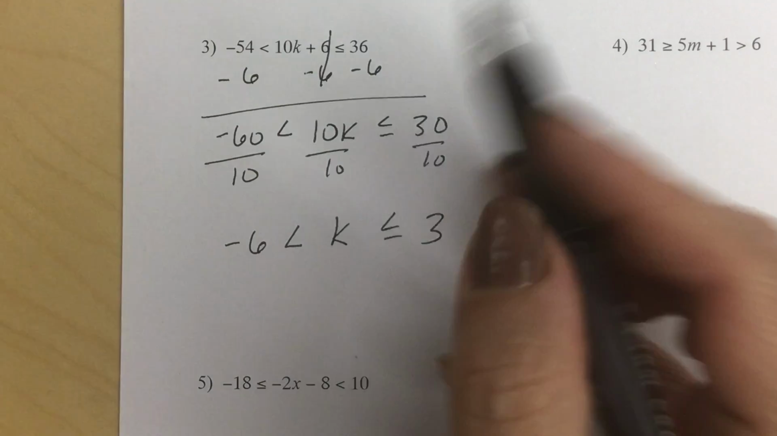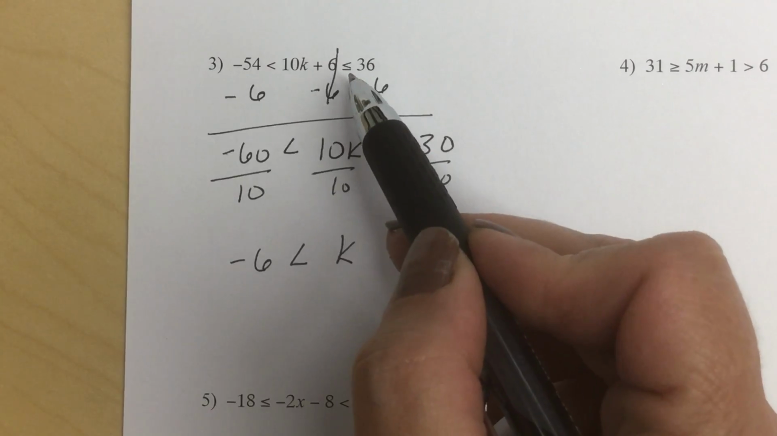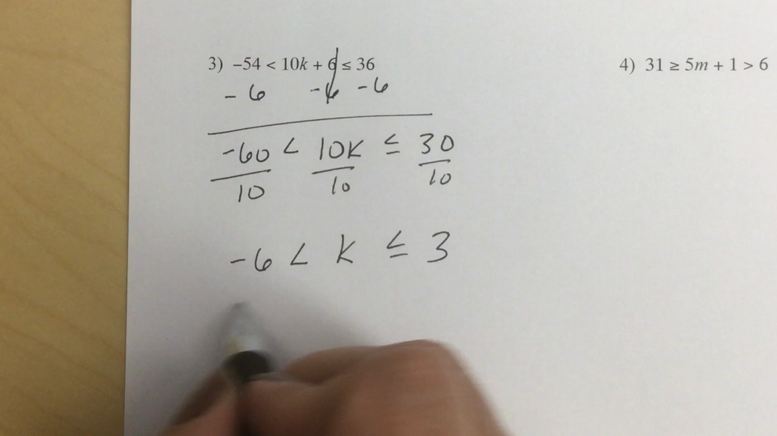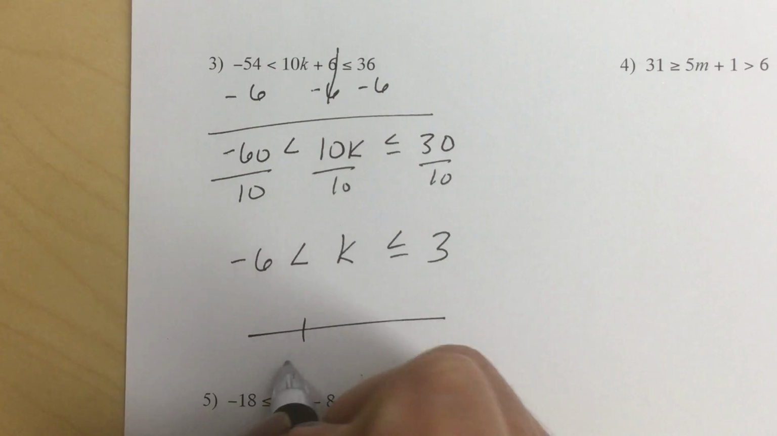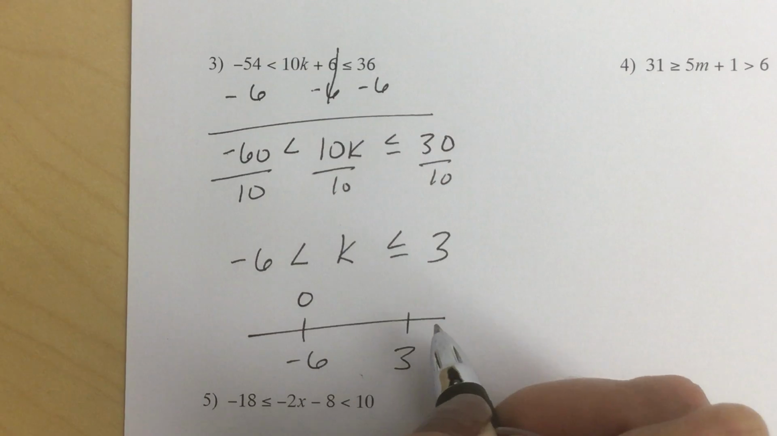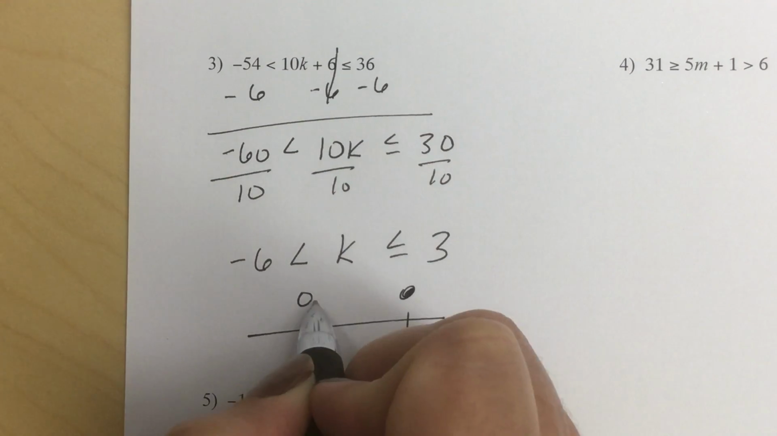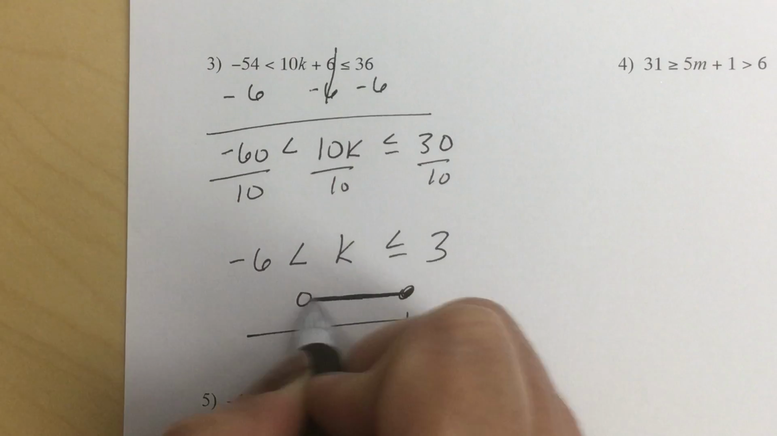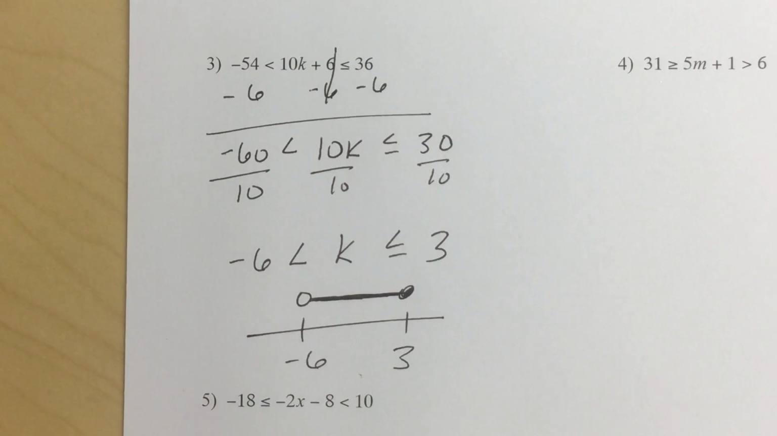Notice they're trying to be tricky here. We have a less than or equal to, and we have just a less than. So I want all the numbers that are in between negative 6 and positive 3. I want an open circle on the negative 6 and a closed dot on the 3. So that's how you would answer that one.